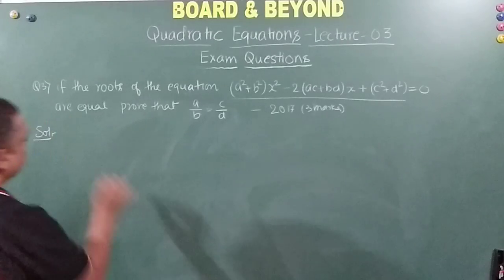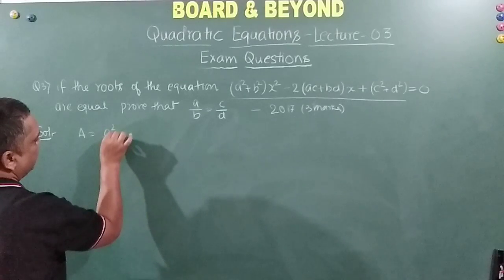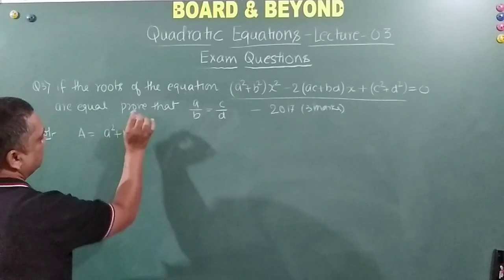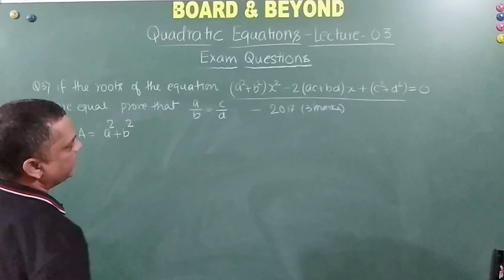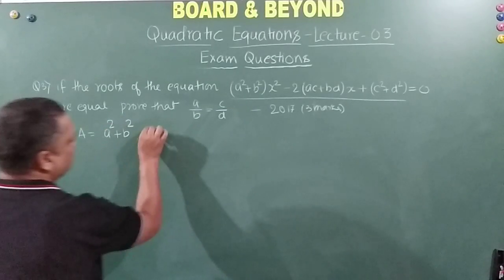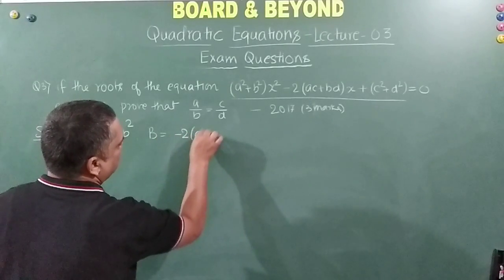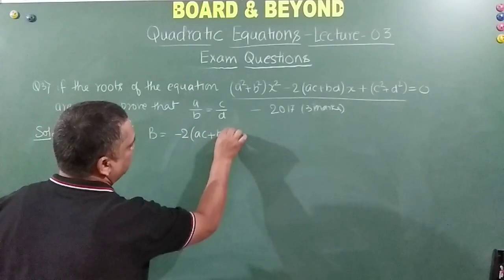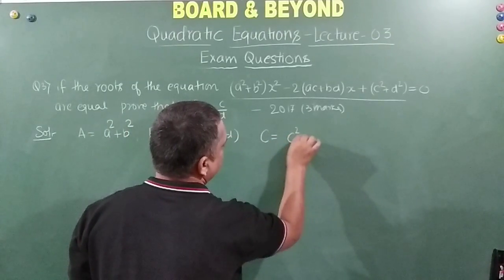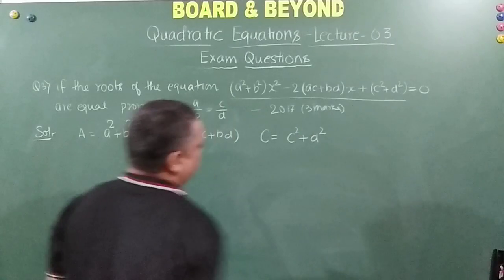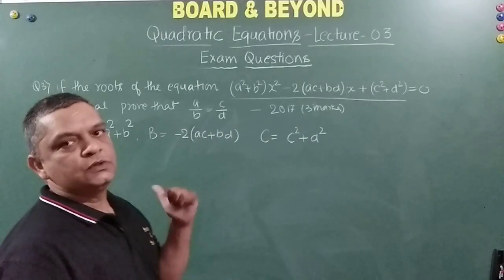What happens is, first we will list down a, b and c. So a is equal to a square plus b square. Let me try to write plus b square, right? And b is equal to minus 2 ac plus b d, right? And c is equal to c square plus d square. Right friends? So if the roots are equal, your discriminant should be equal to 0.